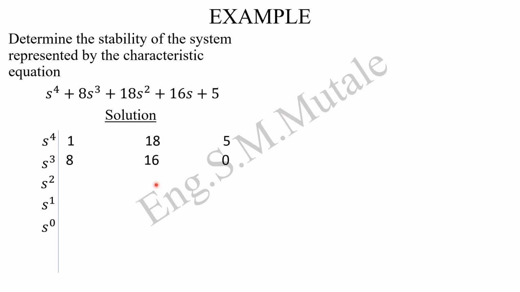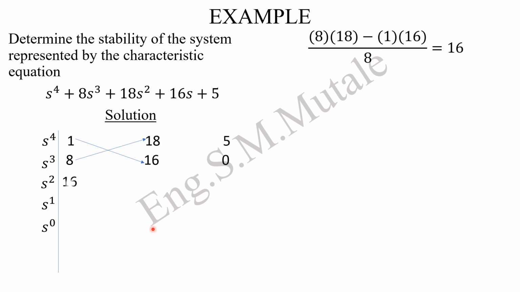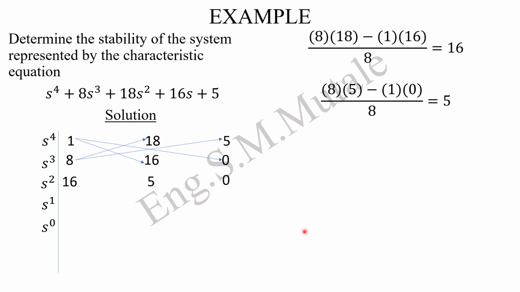So for us to have a value here, you multiply 8 times 18, minus 1 times 16, divide by 8, which is that formula there. You are going to have 16 as the value. For us to have this input there, you multiply 8 times 5, minus 1 times 0, divide by 8, which is that one there. You're going to have a 5 as your answer there. And for this one here, it's supposed to be 8 times, there's nothing there, 1 times, there's nothing there. So it's a 0 automatically. So you have a 0 there.